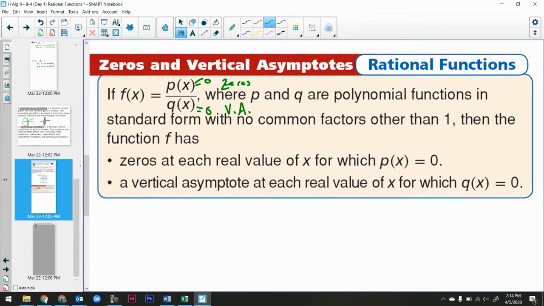Now, in the second day of section 8.4, that's when we're going to get into horizontal asymptotes, but vertical asymptotes, that's what we're going to be looking at here. Okay. So numerator zeros are where the zeros of the whole function are. The denominator zeros are where the vertical asymptotes are.